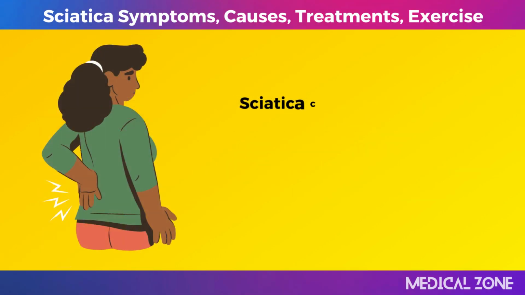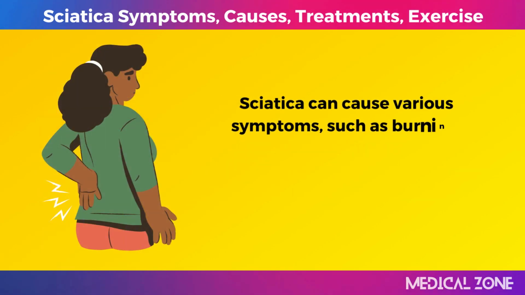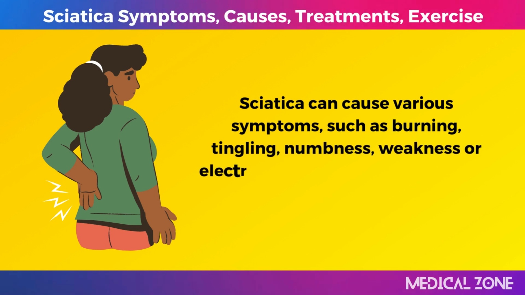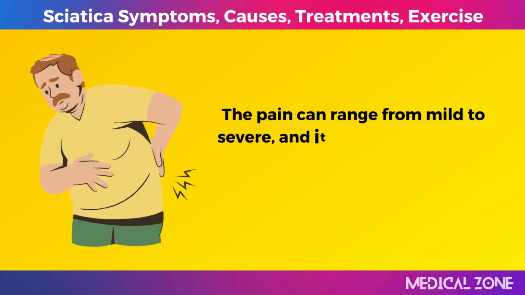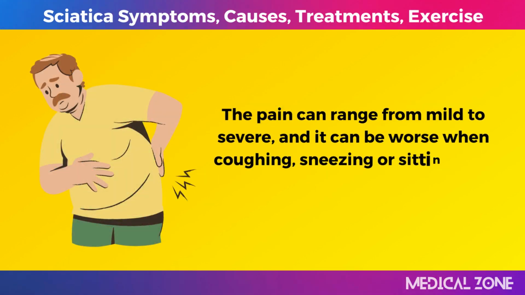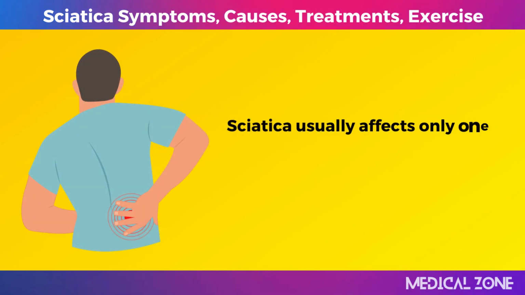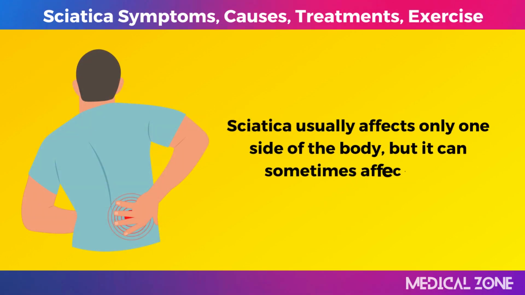in the spine. Sciatica can cause various symptoms such as burning, tingling, numbness, weakness, or electric shock-like sensations in the affected areas. The pain can range from mild to severe, and it can be worse when coughing, sneezing, or sitting for a long time. Sciatica usually affects only one side of the body, but it can sometimes affect both.